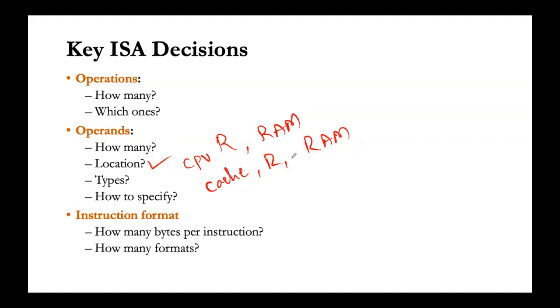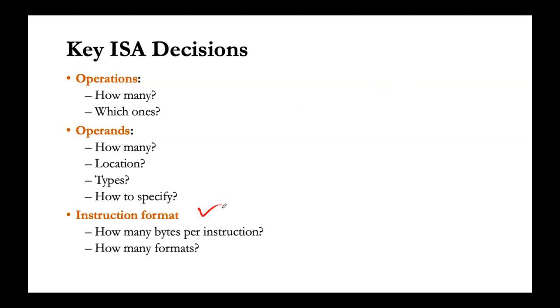Then the type of operands, whether you are using integer operands or floating point values, and how to specify these. And finally, the instruction format: how many bytes per instruction, whether it is 8 bits, or 12 bits, or 16 bits, or 32 bits, or 64 bits. So how many bits of instruction format are you following?